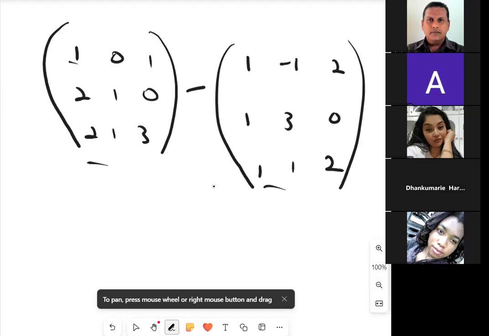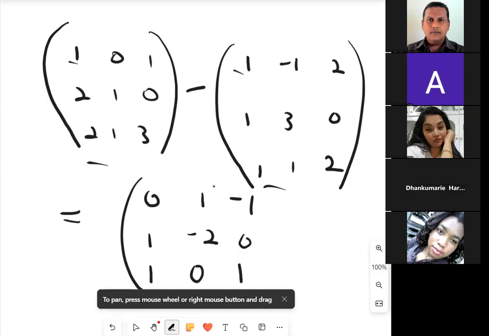So 1 minus 1, the answer here is 0. 0 minus minus 1 is 1. 1 minus 2 is minus 1. 2 minus this one is 1. 1 minus 3 is minus 2. 0 minus 0 is 0. 2 minus 1 is 1. 1 minus 1 is 0. 3 minus 2 is 1. And that's your matrix. Simple as that.